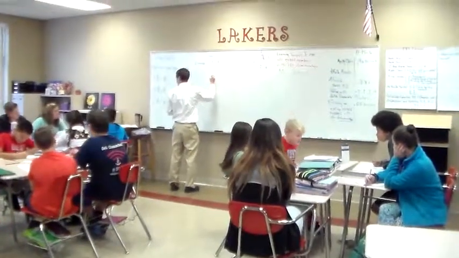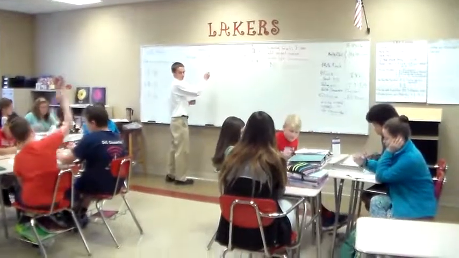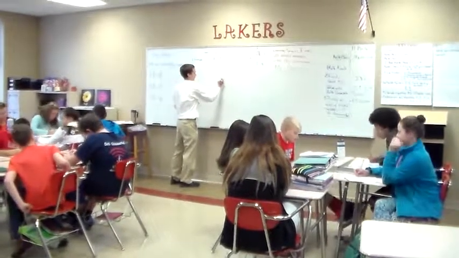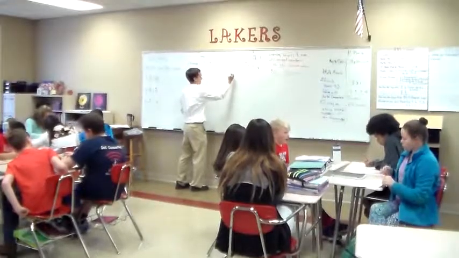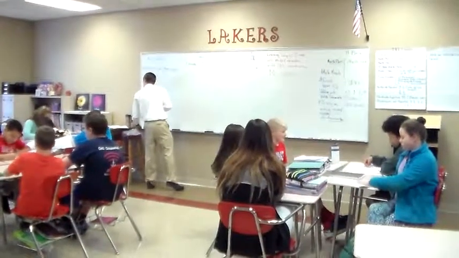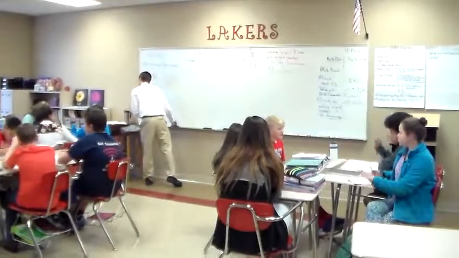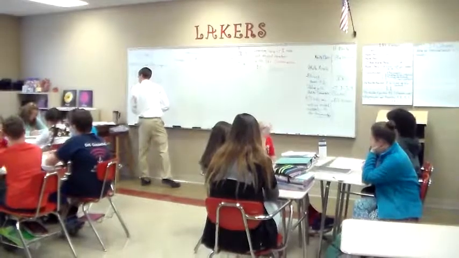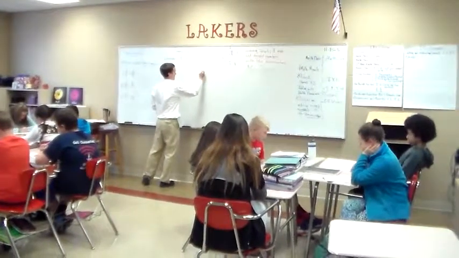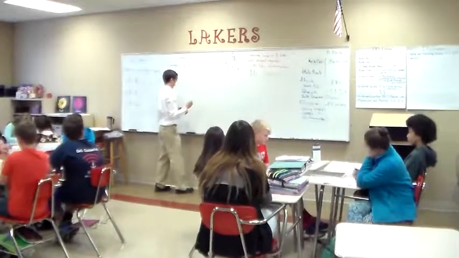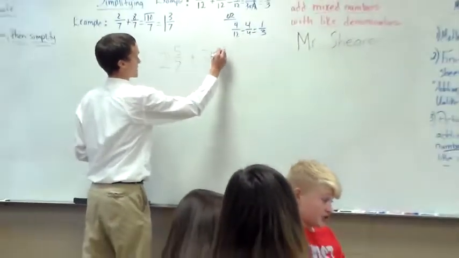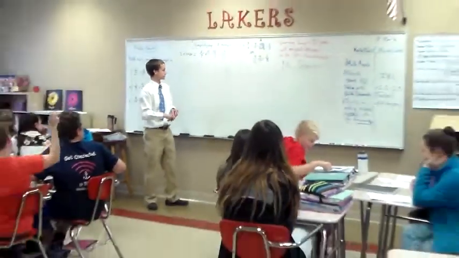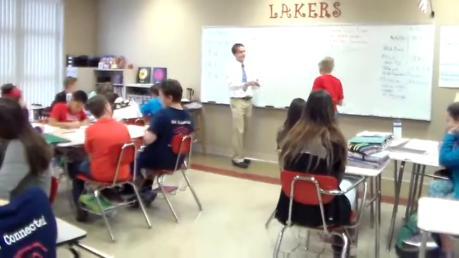So for number 9, what's the problem read as? 7 and 2 sevenths plus 1 and 5 sevenths. Oh, never mind. Wrong one. Let's do number 11. Sorry. Number 11. 2 and 5/7 plus 3 and 6/7. Who would like to come draw this one up here? Now watch carefully how he does it.